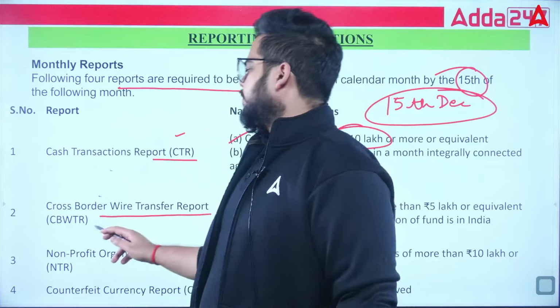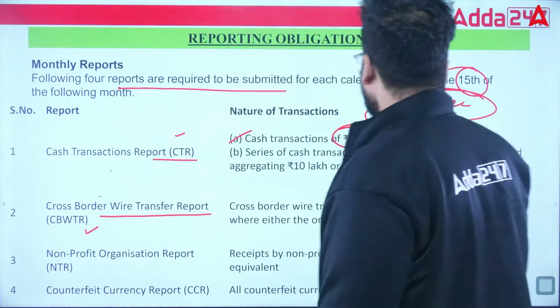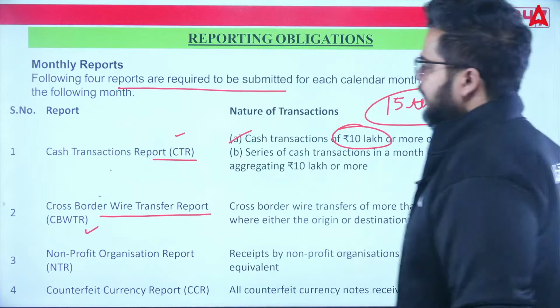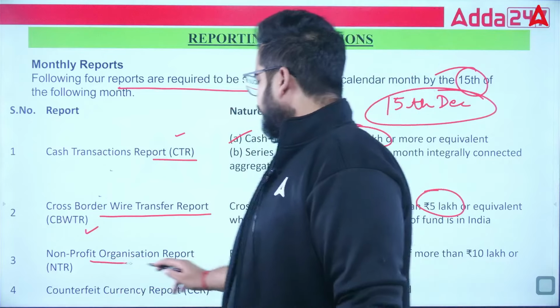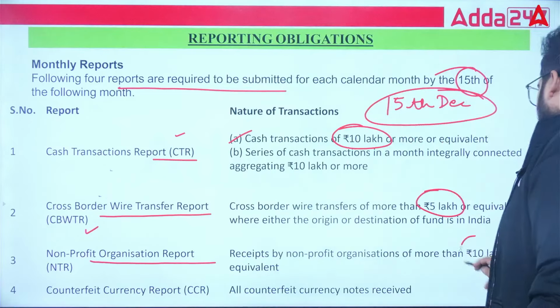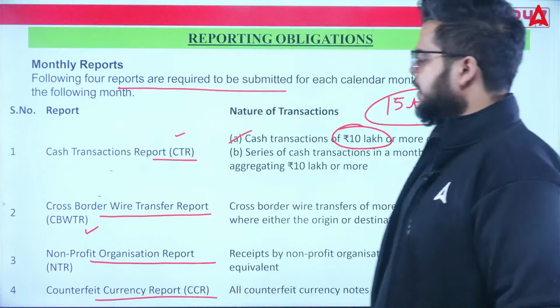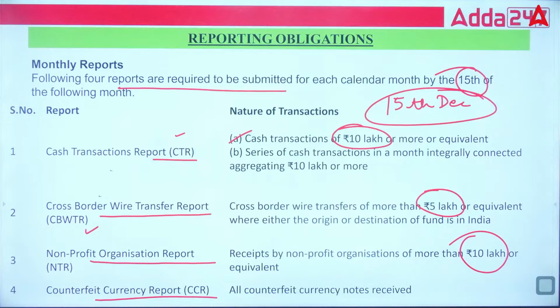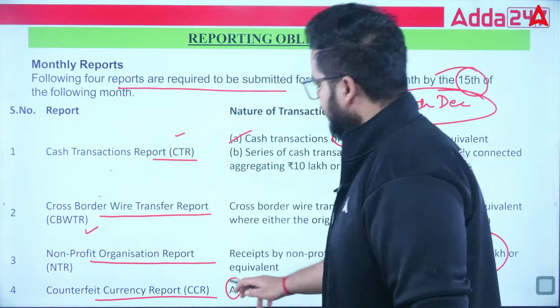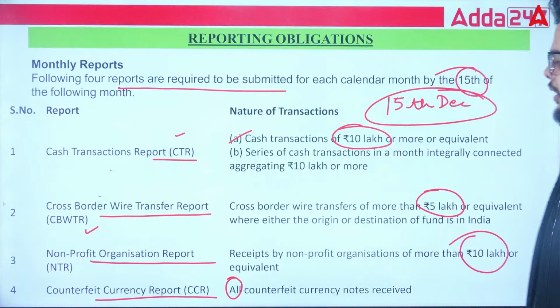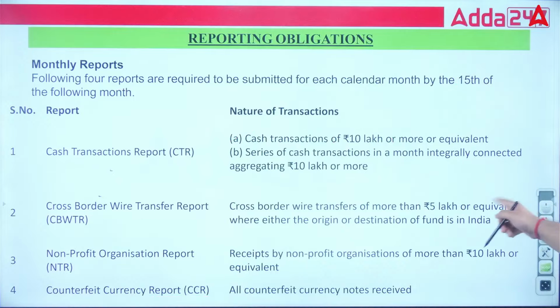CBWTR, the cross border wire transfer report, it is for 5 lakh or equivalent. Then we have NTR, non-profit organization report, for more than 10 lakh or equivalent. Then CCR, the counterfeit currency report, no denomination or limit is mentioned. All the counterfeit currencies must be reported under your CCR, that is the norm.